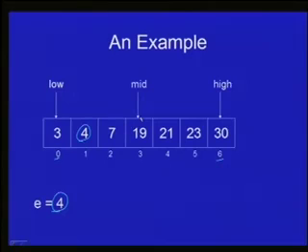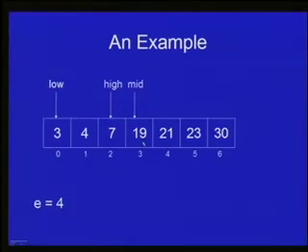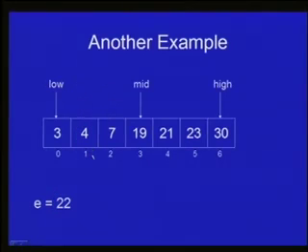So we compare E with A[mid]. Now E is 4 and A[mid] is 19, and so E is lesser, and therefore in this step high moves to mid minus 1, and the new value of mid becomes (low plus high) by 2, which is (0 plus 2) by 2, which is 1. And so in the next step we again compare A[mid] with E, and this time they are equal because A[mid] is 4, which is equal to the value of E. So we have found the answer and the index 1 gets returned. Let's look at another example.